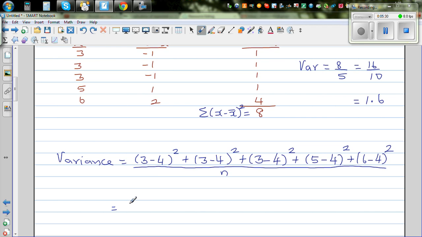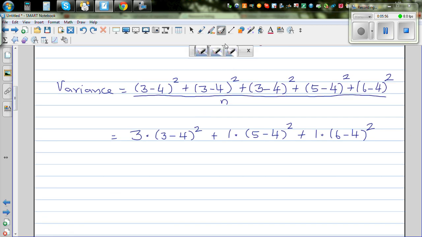Well, there are 3 lots of 3 minus 4 squared, so I can say 3 times (3 minus 4) squared, plus 1 times (5 minus 4) squared, plus 1 times (6 minus 4) squared, over n. Of course, n is phi here, not n. N would become phi here.